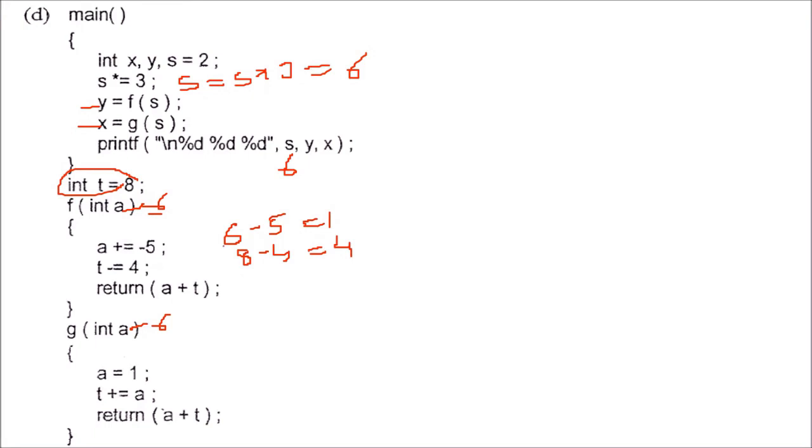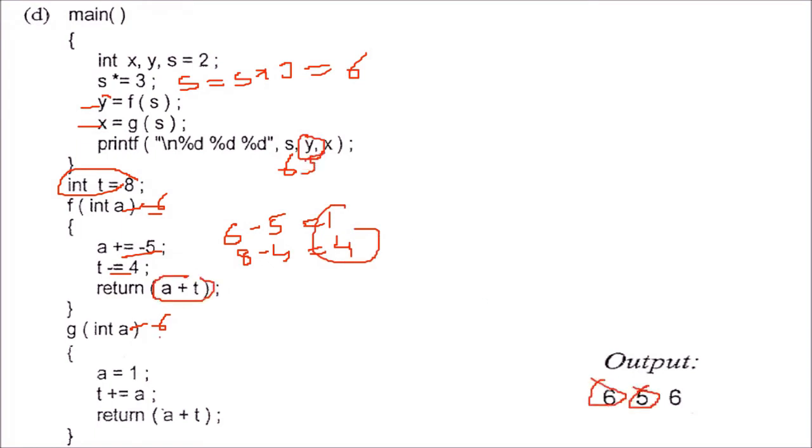Now this is 4 and this is 1. So what will we see? Next time Y, you will get 4 plus Y, 1, this is being returned. 4 plus 1 is 5. First time you get 6, this will be 5. How about X? Now you're passing 6.